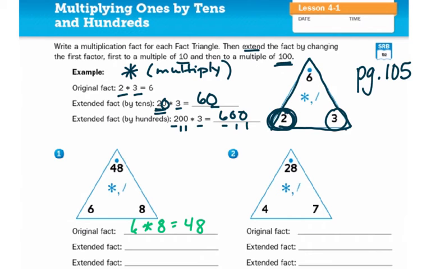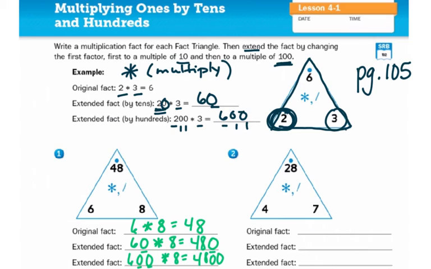Then we're going to extend the 6 and make it a multiple of 10. So 60 times 8. The basic fact is still the same. 6 times 8 is 48. I add in 1 zero at the end. And now let's take that 6 and make it a multiple of 100. 600 times 8. 6 times 8 is still 48, but I have 2 zeros to add on to the product.